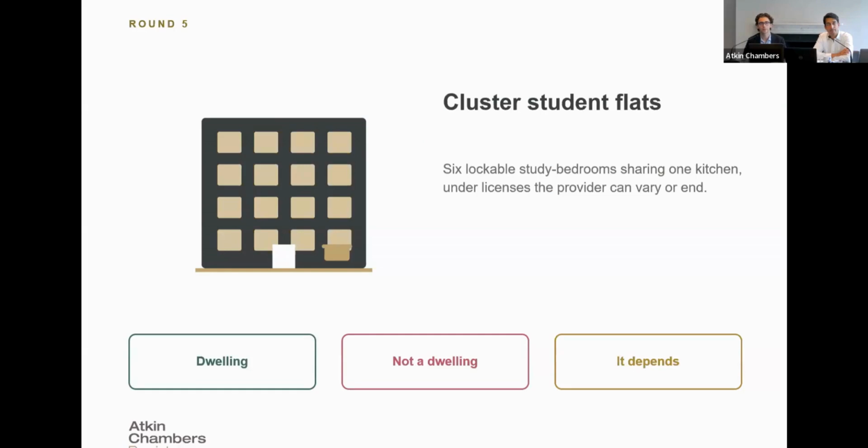Cluster student flats. So this was foreshadowed earlier. What we're talking about here is, I think you have a distinction between your sort of halls of residence, where you might have many rooms along a corridor, all sharing, or potentially en suite, but usually all sharing bathroom and kitchen facilities. When we talk about cluster student flats, we're talking more about 4 to 5 bedrooms sharing common amenity spaces, living rooms, kitchen, and bathrooms, often provided under a license.